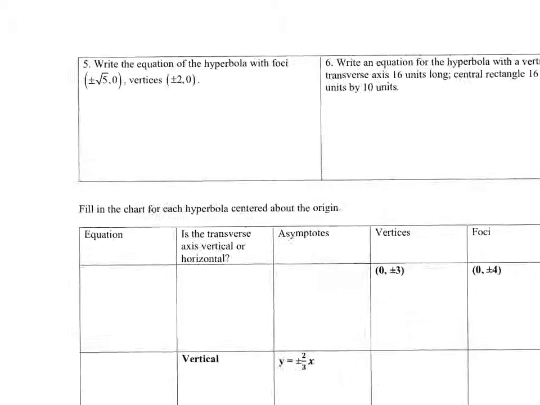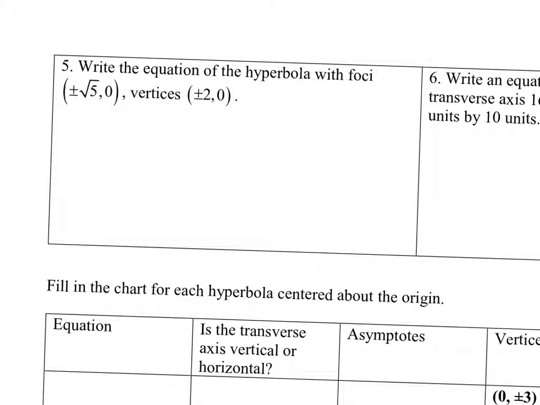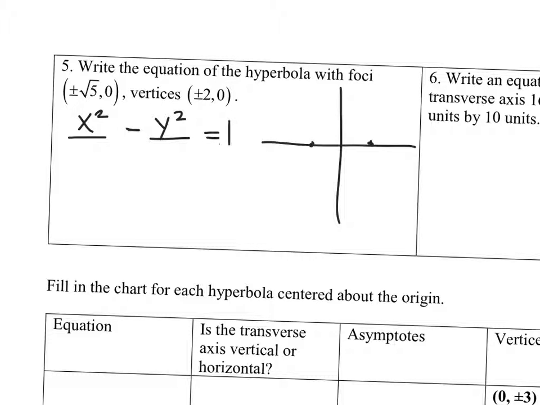Okay, we'll answer some practice questions with this. Write the equation of a hyperbola with foci at plus or minus 5, 0 and vertices at plus or minus 2, 0. So this tells me that this hyperbola has to be opening side to side. If the vertices are right over here on the x-axis, it's opening side to side. So I'm going to write this as x squared over some number minus y squared over some number equals 1.